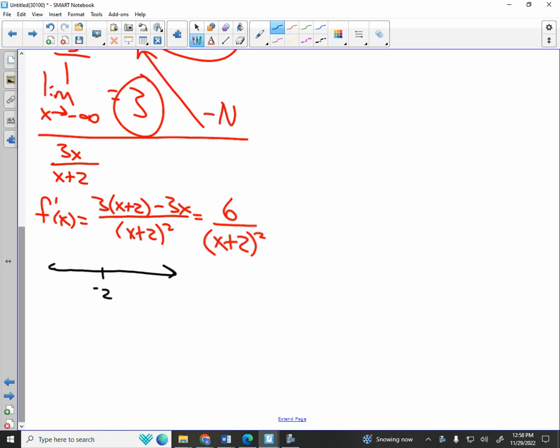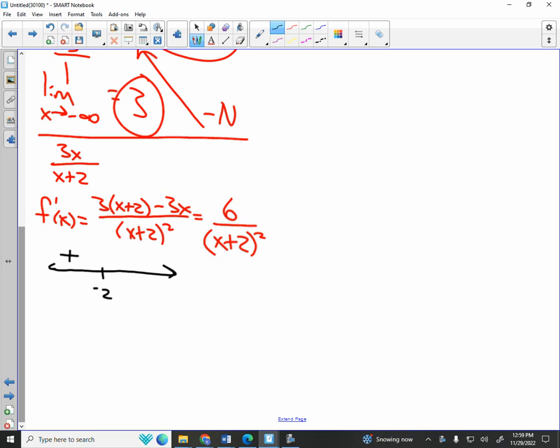Give me a number to the left of -2. -4. Okay. So what's -4 plus 2? -2 squared, 4. And 6 over 4. So is that positive or negative? So see when you plug in -4, you came up with a positive value.